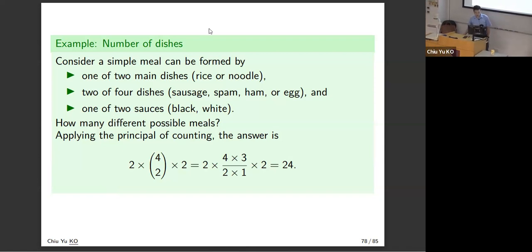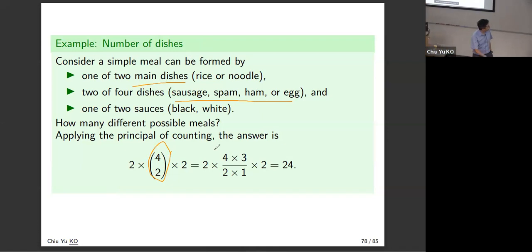The first task you do is to choose the dish. That's actually what you do: you go to the lady, she serves you rice or noodle, you choose one, and then they choose what kind of thing. Then it's 4C2, because you choose 2 out of 4 and you don't care about order, and at the end you have two sauces. So it's 4C2. Okay, so 24.